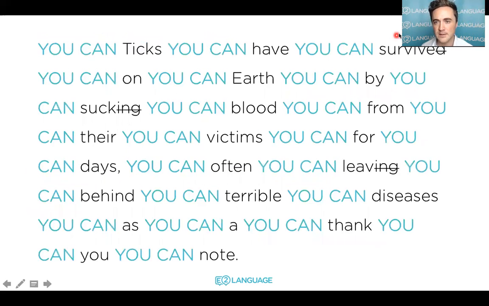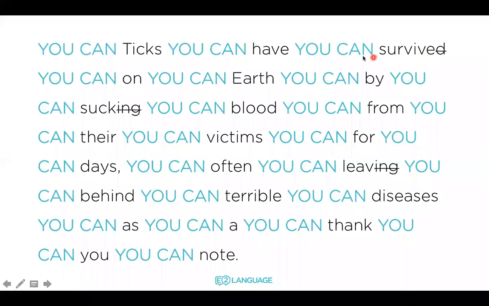Let's have a look at this one and see what the verbs are. So ticks, you can ticks. No. You can have, you can survive. Here we've got survived, so we simplify it: you can survive. You can on, you can earth, you can buy, you can suck, you can blood, you can from, you can there, you can victims, you can for, you can days, you can often. This is tempting, but it's unfinished. And if it's unfinished, it's not a verb.